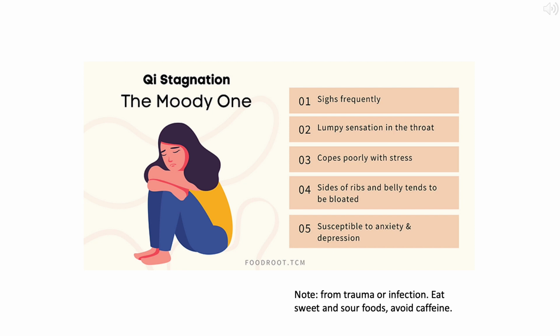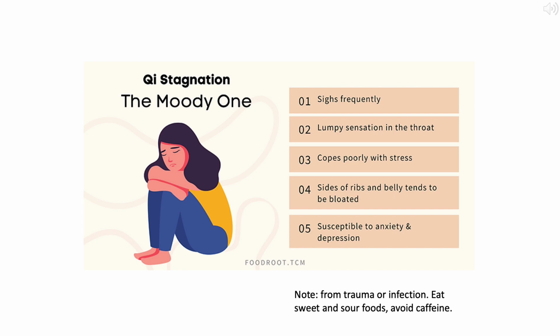Then, similar to blood stagnation, here we have qi stagnation. And as I said earlier, they tend to go hand in hand. This one is called the moody one because that person would sigh frequently, feel like something is stuck in their throat, and maybe be a bit shy or unable to communicate, not dealing with stress very well. And of course, this comes from a long period of stress. They will feel bloated, most likely, and feel down in general. So this can also be a result of someone who has gone through a physical or emotional trauma.